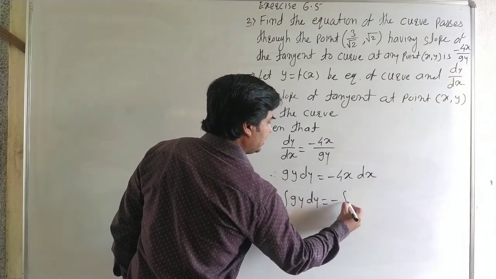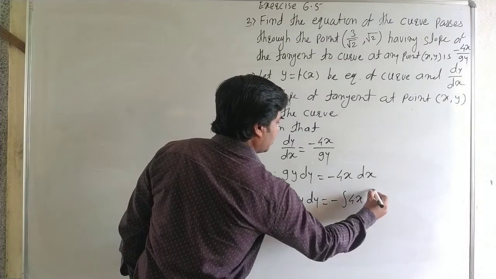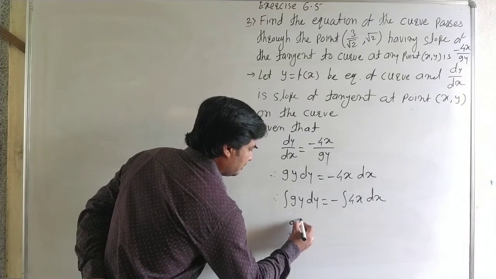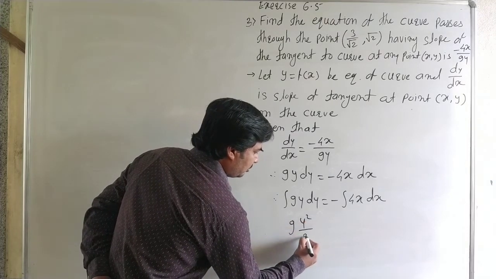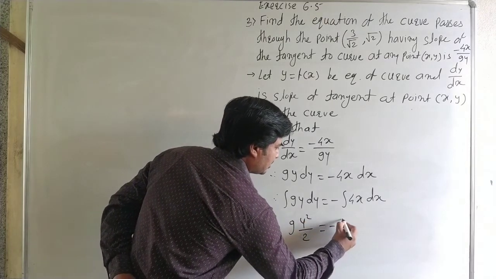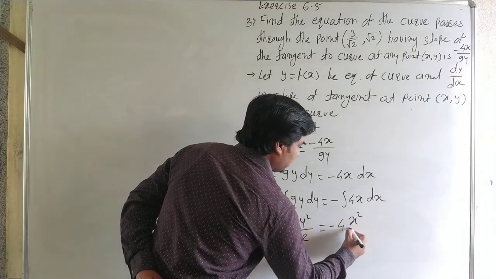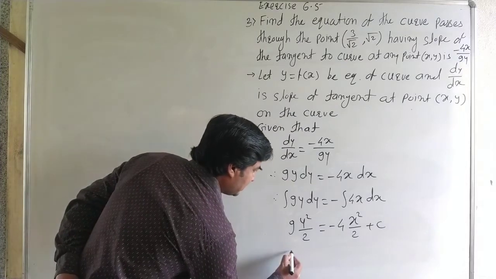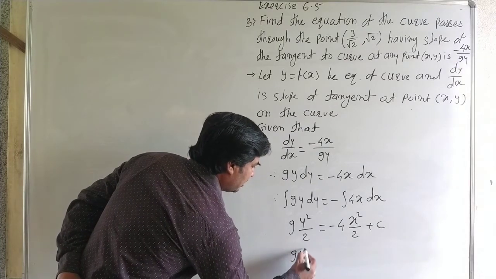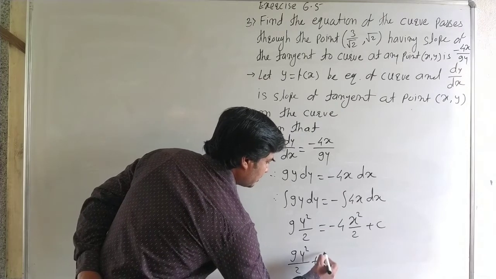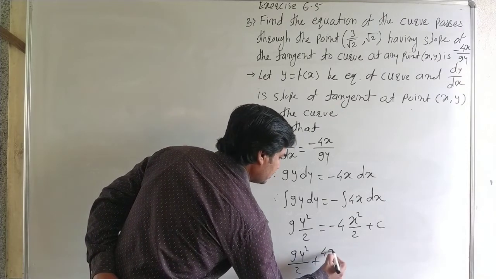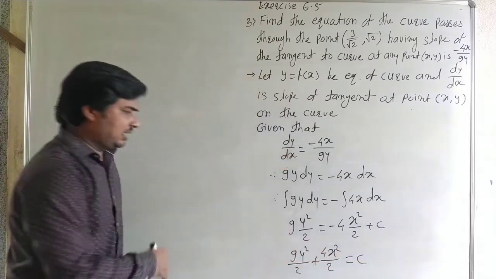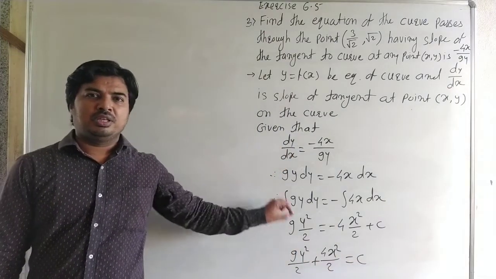is equal to minus the integral of 4x dx. Then the integral is 9y square upon 2 is equal to minus 4x square upon 2 plus c. Okay, then we can write it as 9y square upon 2 plus 4x square upon 2, or only 2x square, is equal to c, which is the general solution of the differential equation.